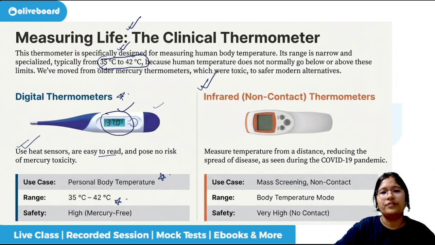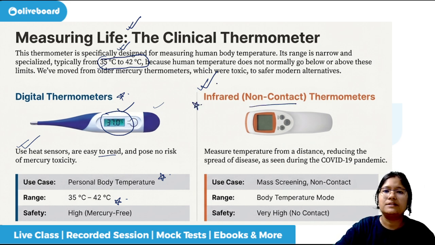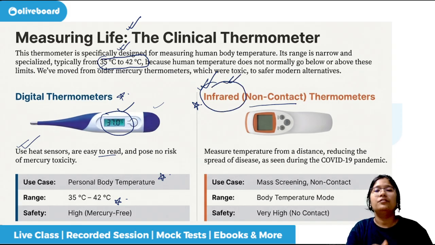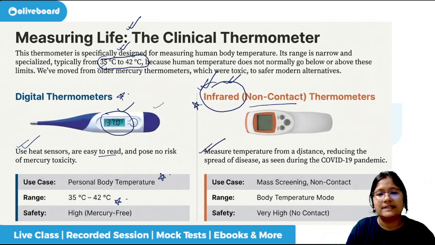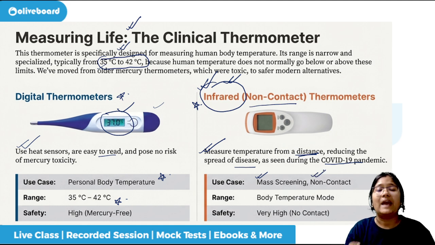During the times of COVID, the most commonly used thermometers, especially by the doctors at the gates of airports, malls, hospitals, were the no contact thermometers. These no contact thermometers are known as infrared thermometers. They will measure the temperature of the human from a specific distance, and the contact need not happen. They measure temperature from a distance, reducing the spread of diseases as seen during the COVID-19 pandemic. In this case, they are used for mass screening and no contact temperature can be noted.